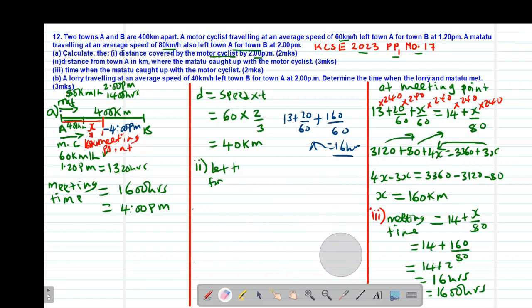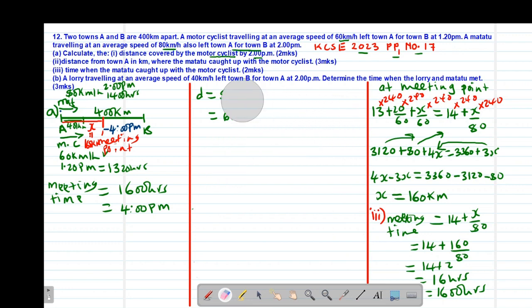So in part B, let me create some working space here. In part B of the question, we are being told that a lorry traveling at an average speed of 40 kilometers per hour left town B for A at 2 p.m. Determine the time when the lorry and the Matatu met.